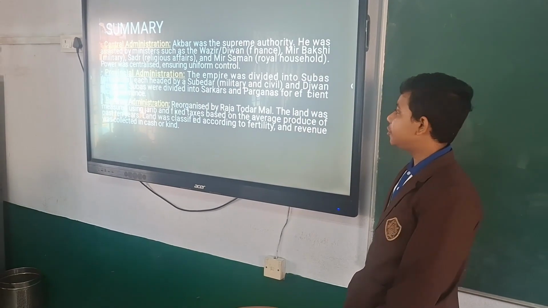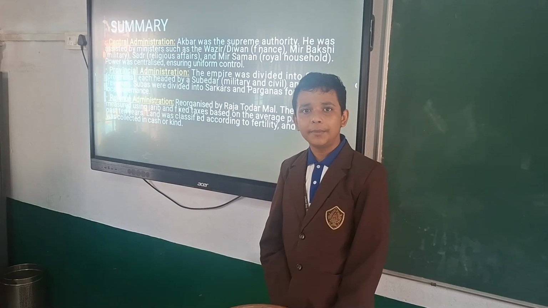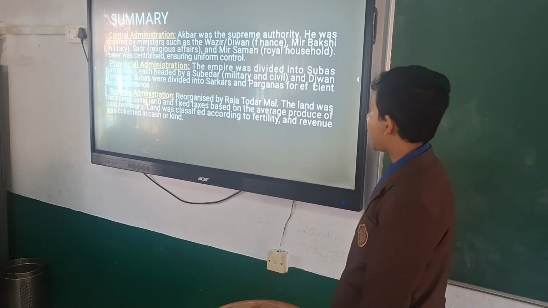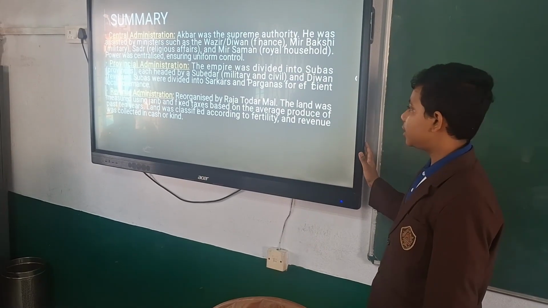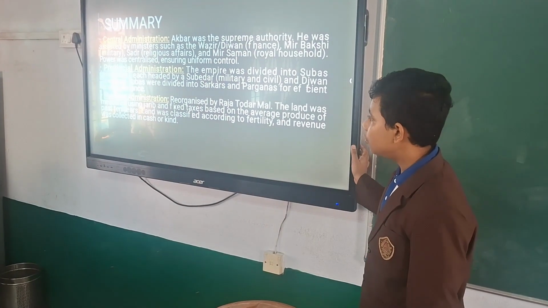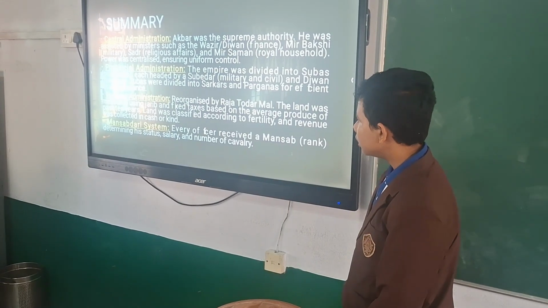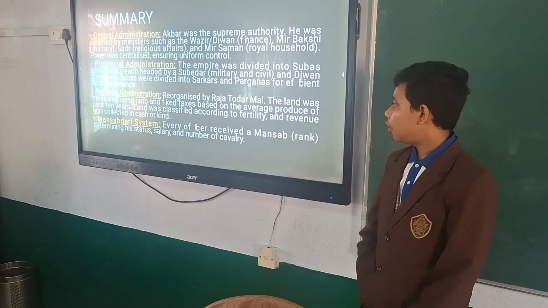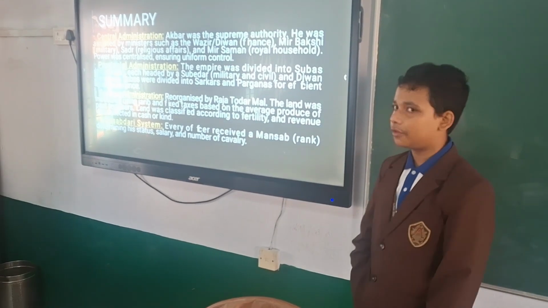The revenue administration was reorganized by Raja Todarmal. The land was measured using a measuring rod known as jari, and the taxes were fixed based on the average produce of the past 10 years. The land was classified according to fertility, and revenue was collected in cash or kind. In the Mansabdari system, every officer received a mansab or a rank, determining his status, salary, and number of cavalry.